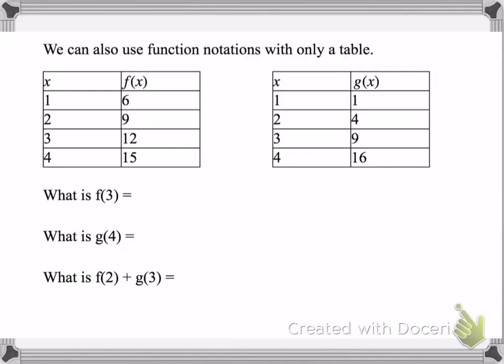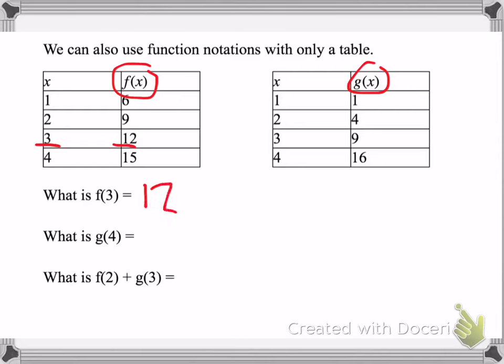Now scrolling down a little bit, we don't even need an actual function to use function notation. Sometimes we can do it with just a table. So we have f of x here on the left, we have g of x here on the right. So if we want to know what is f of 3, we just look for the input value of 3 and go over to the output. It tells us when 3 is inputted, 12 is outputted. So without even doing any math, we know that f of 3 is going to equal 12.